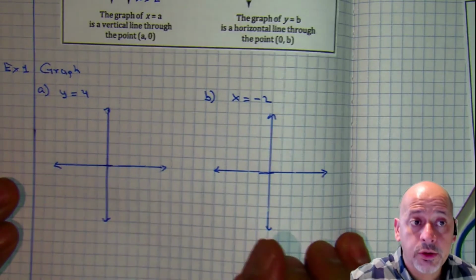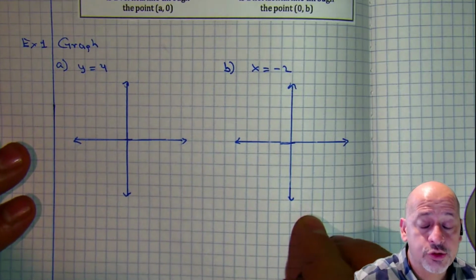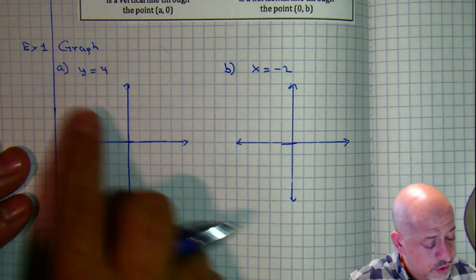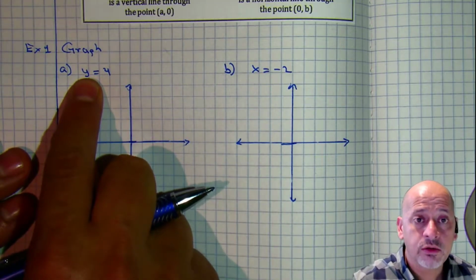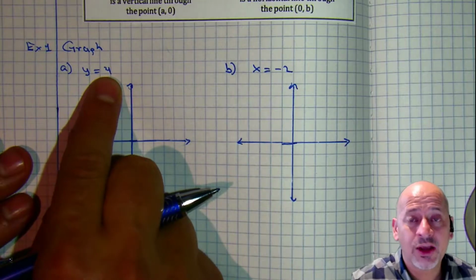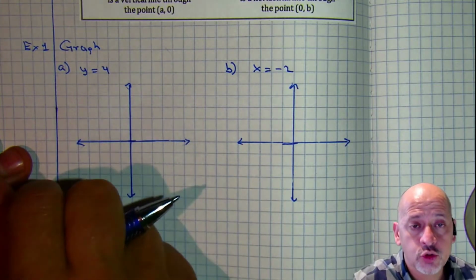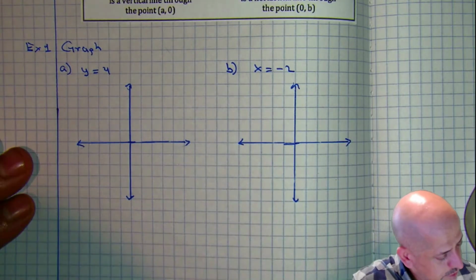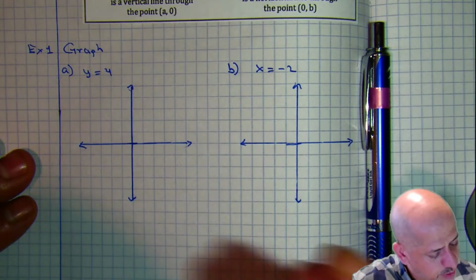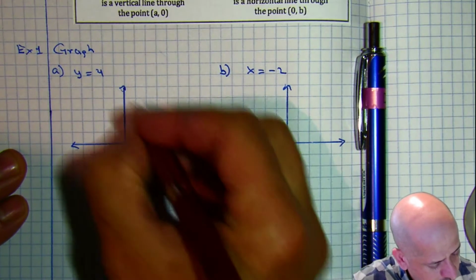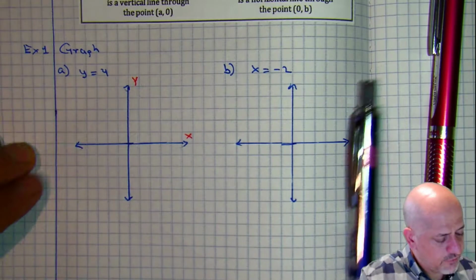And now we are ready to graph. Go and pause if you need additional time. So then this means that the y value is 4. So we need to be able to get a collection of all the points whose y value is 4. So I know that this is my x and this is my y. And the y value is 4.